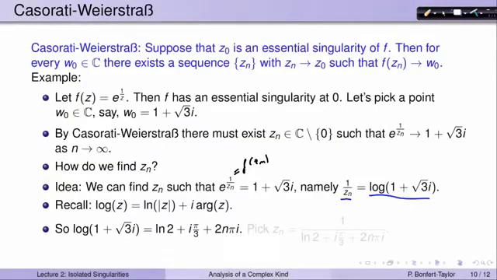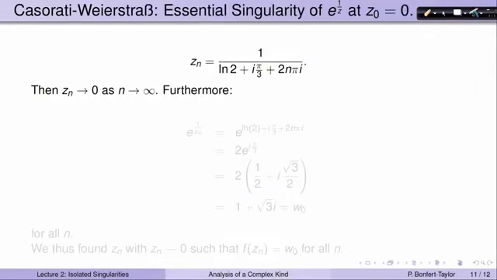And that's what you see right here. So we want 1 over Zn to equal this number, so therefore Zn needs to be the reciprocal of this number. So let's take that as our Zn. What happens to Zn as n goes to infinity? Well, as n goes to infinity, the denominator gets larger and larger, so Zn itself goes to 0. So indeed, we just found points Zn that go to 0 as n goes to infinity.